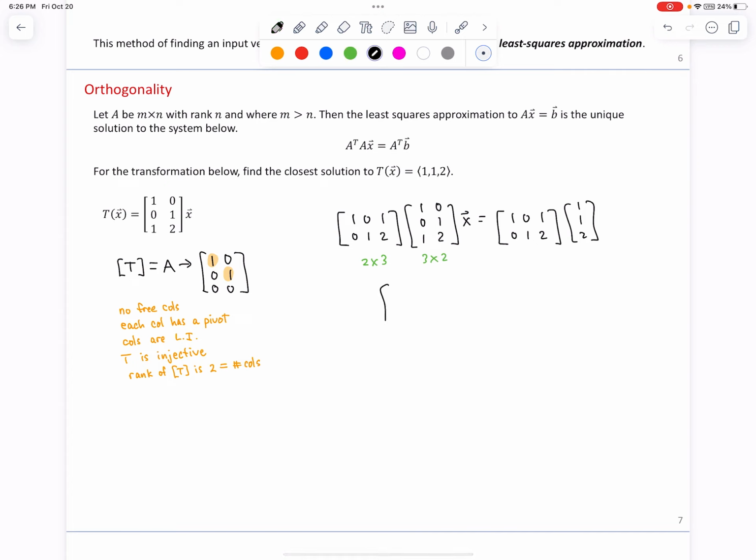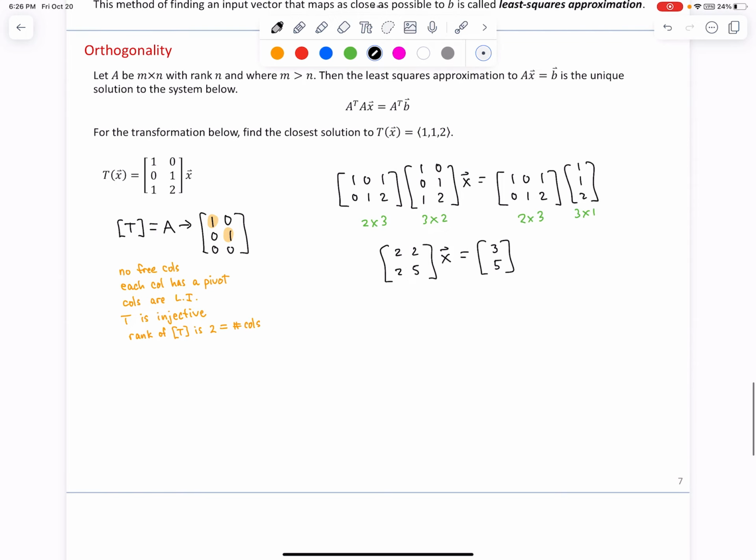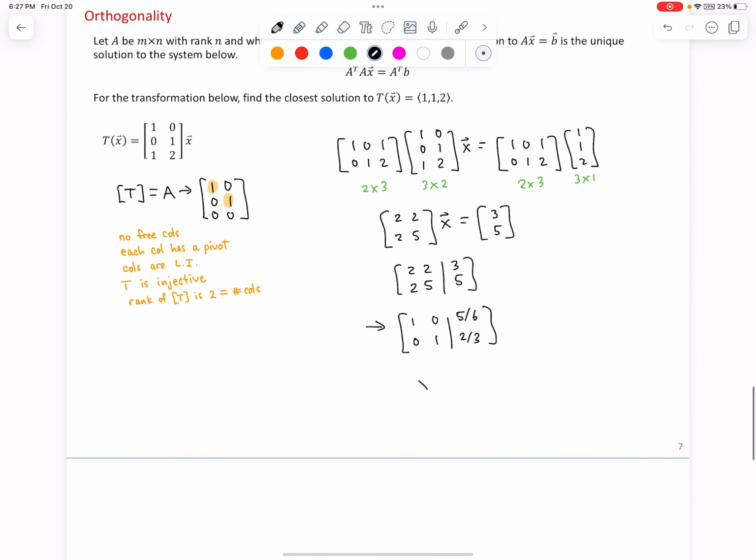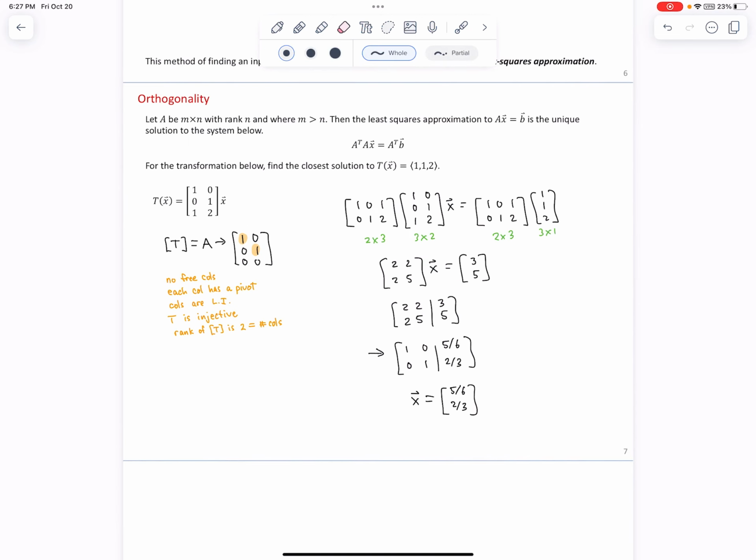I'll leave it to you to confirm that you get the matrix 2, 2, 2, 5 times some vector x is equal to, and over here we have a 2 by 3 multiplied by a 3 by 1. So this will produce a 2 by 1, and I'll leave it to you to verify that that 2 by 1 will be the vector 3, 5. So we just solved this system, and I'll use an augmented matrix that I convert to reduced row echelon form, which tells me that the solution x has to be this vector 5/6, 2/3. This is the same vector we got on the previous slide. Okay, this wraps up our discussion on orthogonality.